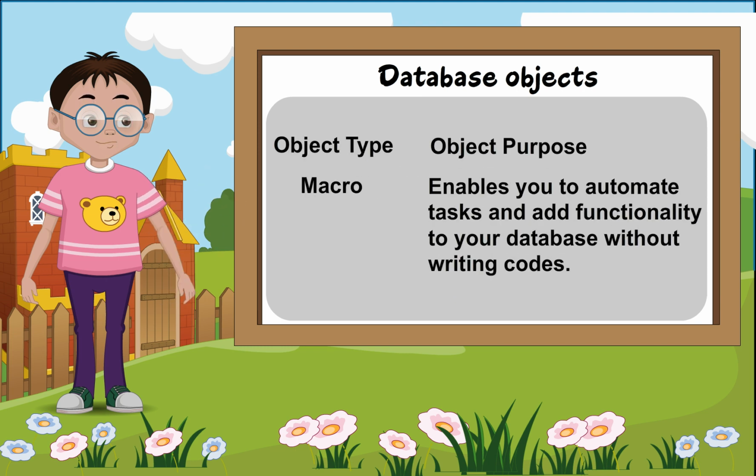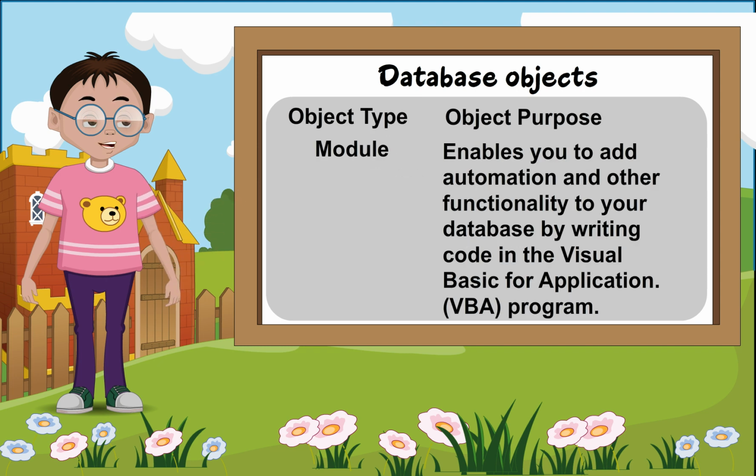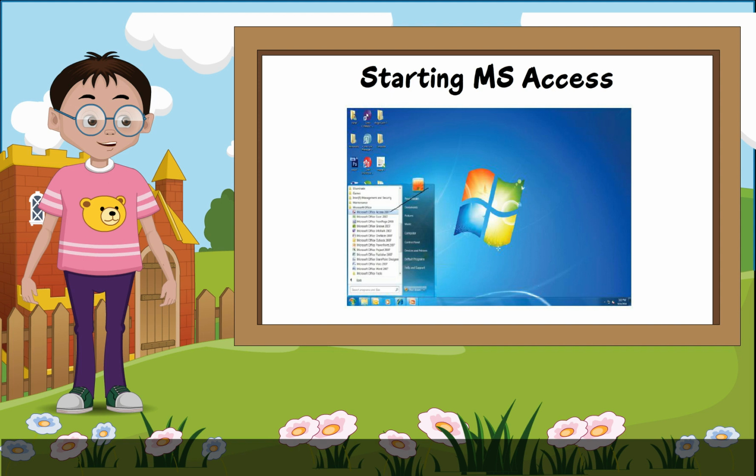Macro: enables you to automate tasks and add functionality to your database without writing code. Module: enables you to add automation and other functionality to your database by writing code in the Visual Basic for Applications, or VBA, program.